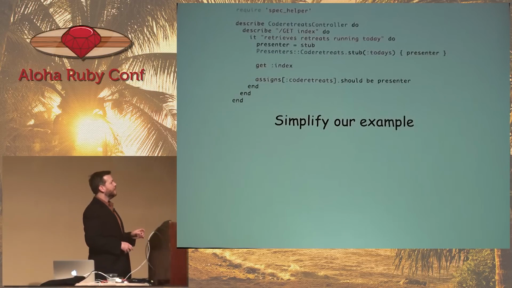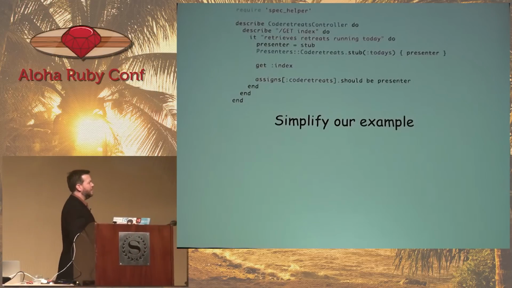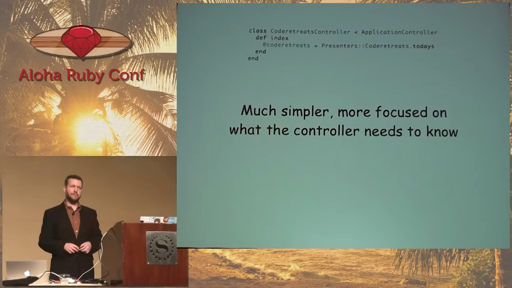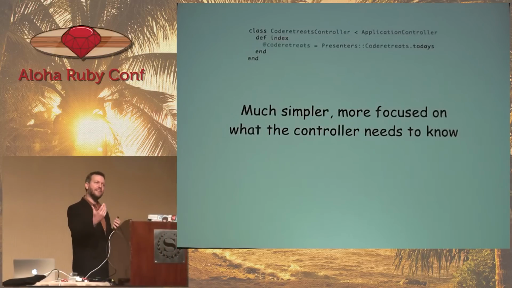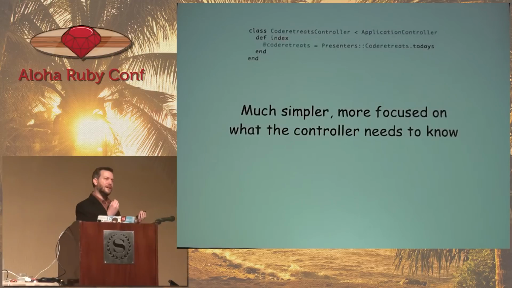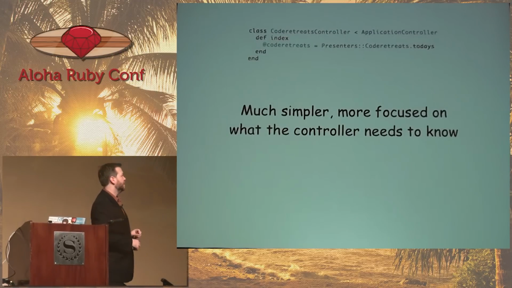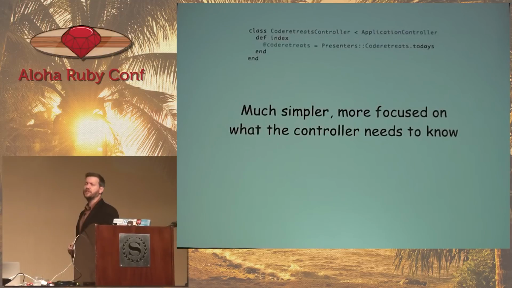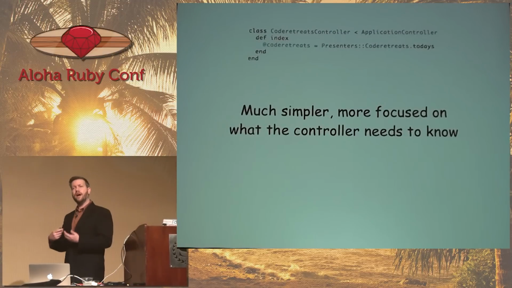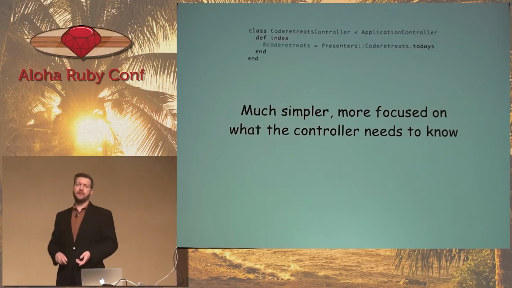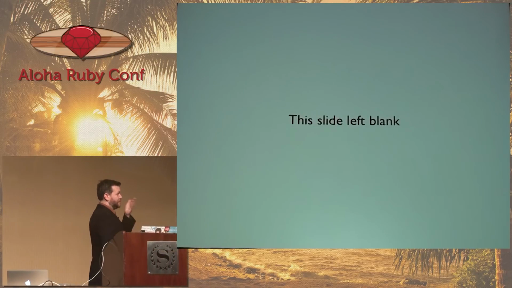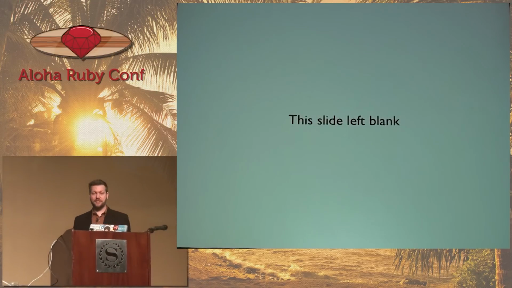Now, by focusing on making the example simpler, we then notice that the code becomes simpler. The code stops having this sort of small abstraction jumping. It's focused back on what the controller needs to know, which is that what I'm looking for is today's code retreats. I'm not sure why this was left blank, but I'm sure it was intentional.